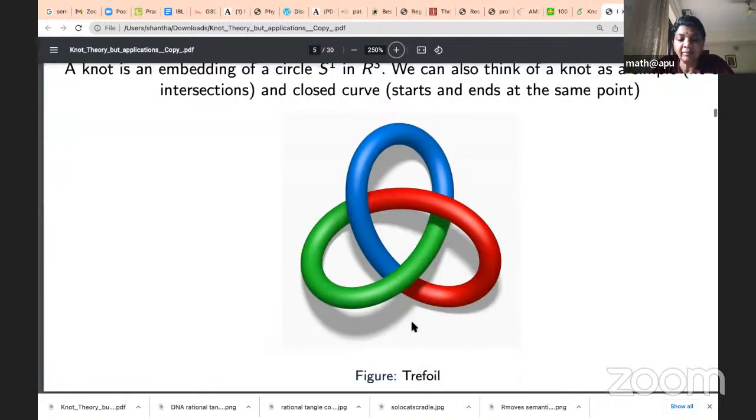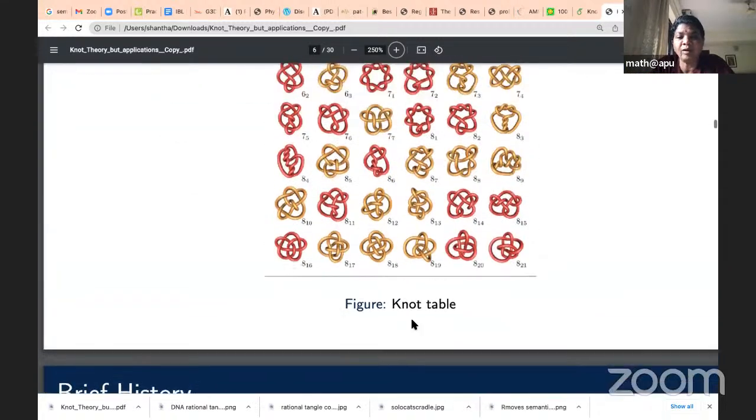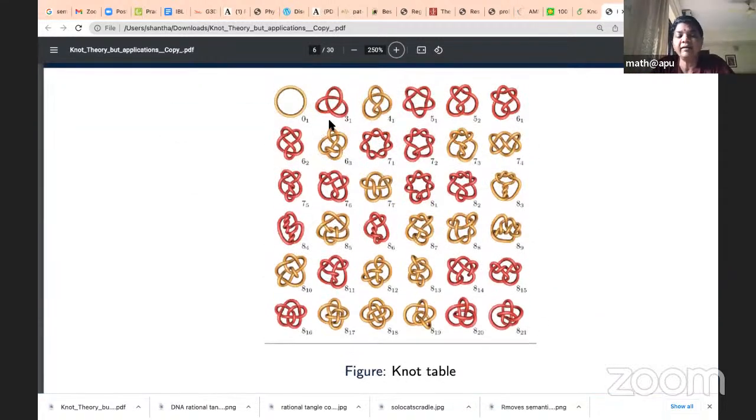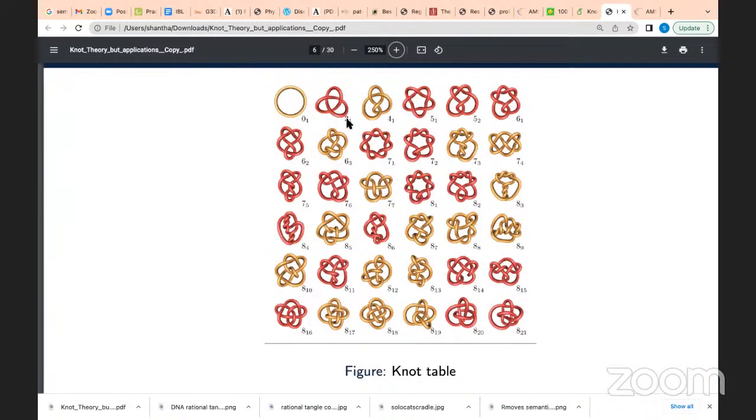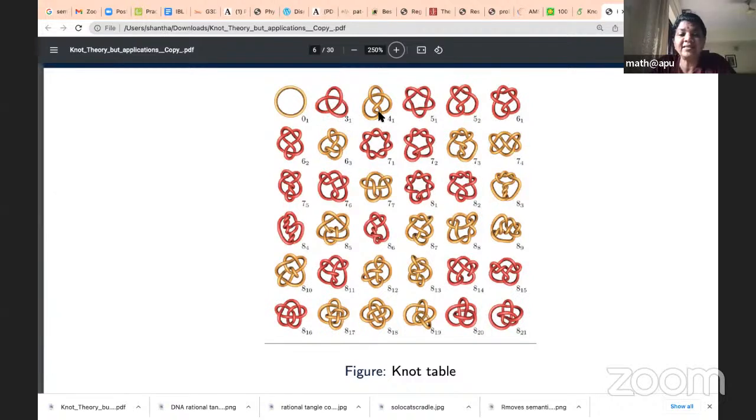So in this table, the 3-1 says this is a knot with 3 crossings. The 4-1 says there are 4 crossings. 5-1 has 5 crossings. 5-2 also has 5 crossings, but there seems to be some difference between them. 6-1, 6-2, 6-3 all have 6 crossings. Then there are 7s with 7 crossings, and 8s with 8 crossings.